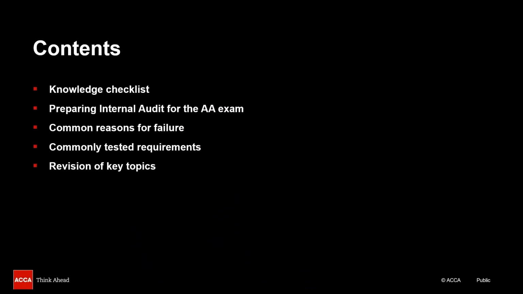in the actual exam. We'll start off with a checklist of topics that you should be comfortable with. I'll also direct you to the relevant resources on ACCA's Study Hub, which can be used to prepare internal audit. We'll then discuss the common reasons for not being able to attempt these questions well in the exams, and I'll show you examples of how this topic has been commonly tested in the past.